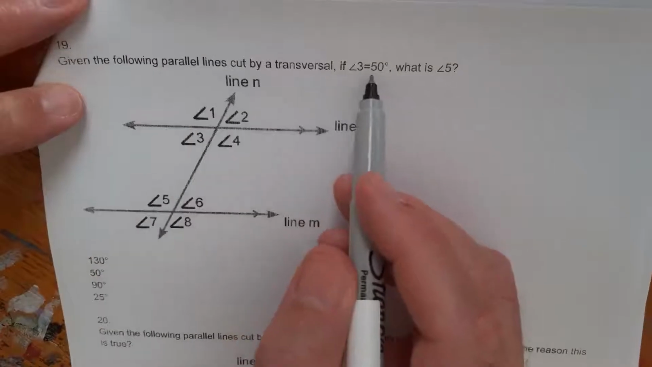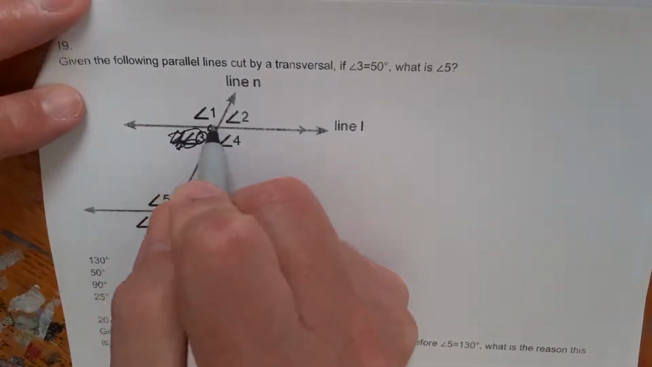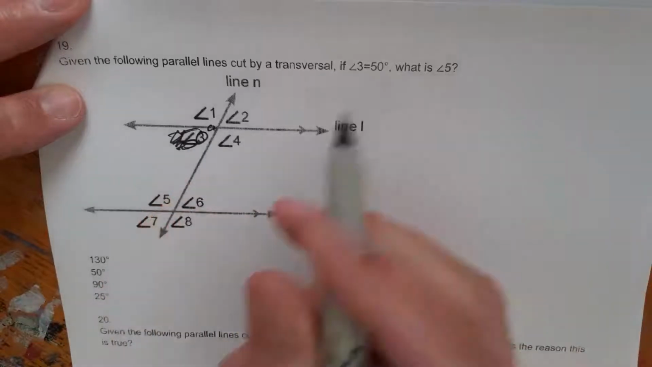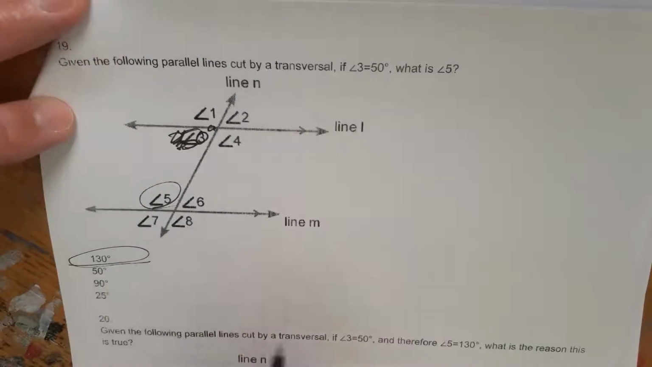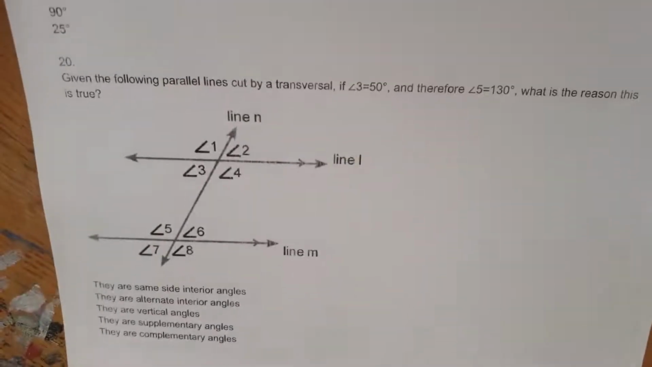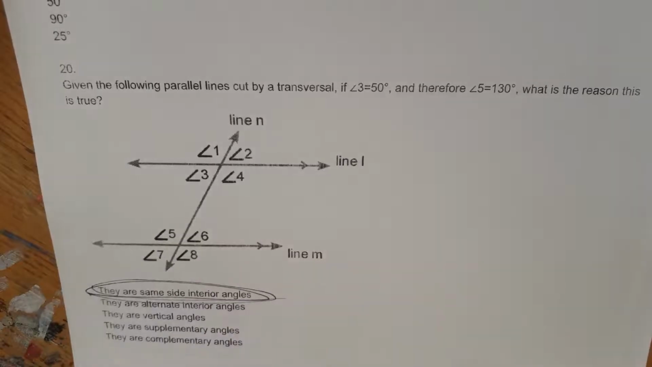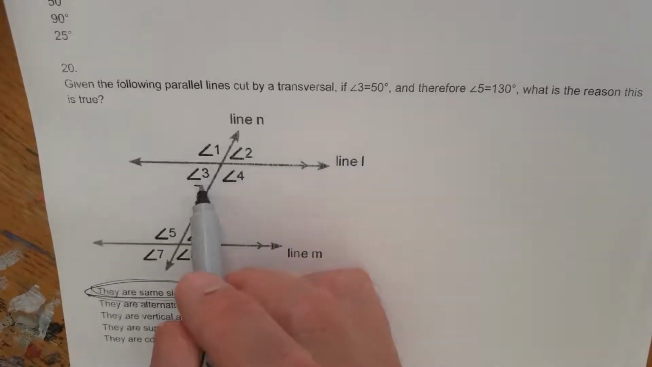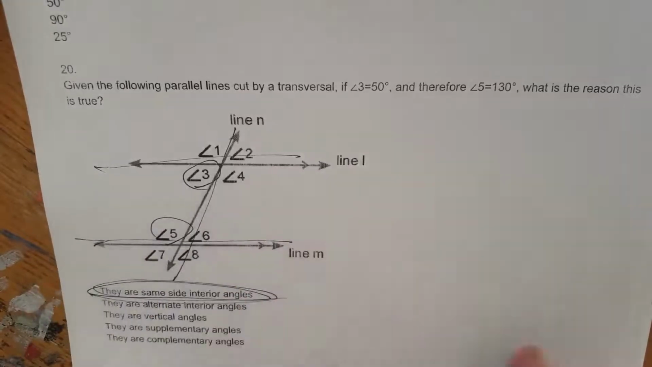Given the following parallel lines, if angle 3 is 50 degrees, what is 5? They're same side interior, so they've got to be supplementary. 130. Same side interior. 3 and 5 are on the same side of the transversal, and they're interior of the two parallel lines.